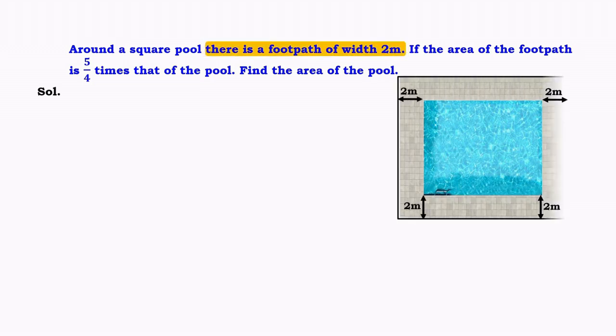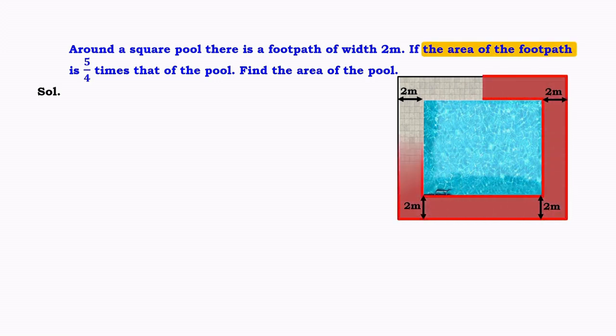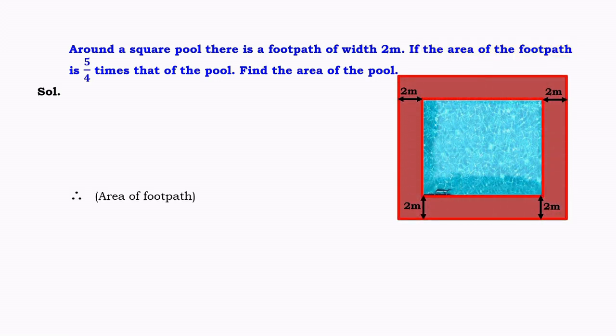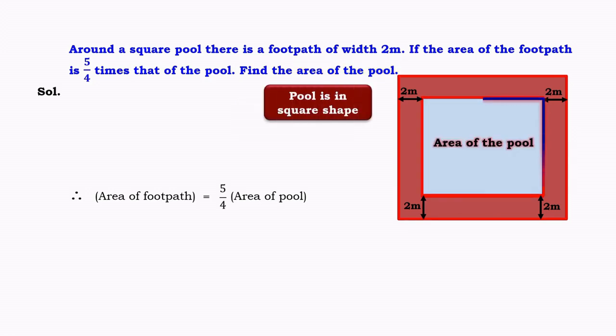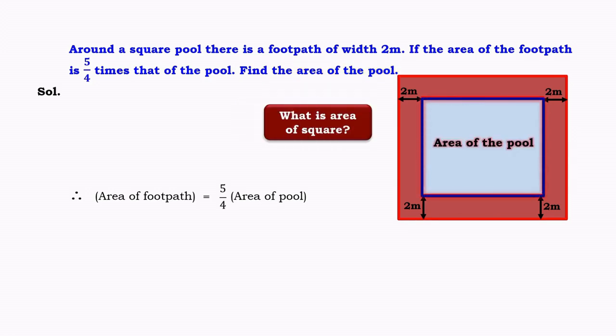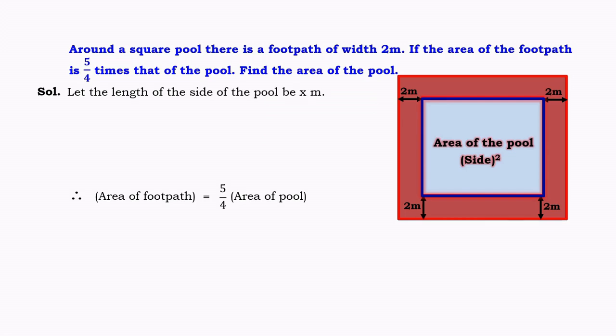The swimming pool is square in shape. We know that the area of a square is obtained by multiplying the side by itself. Therefore, to find the area of the pool, we first need to find the length of its side. Once we know the side length, finding the area will be very easy. Let us assign a variable to the side of the pool. Let the length of each side of the square pool be x meters.